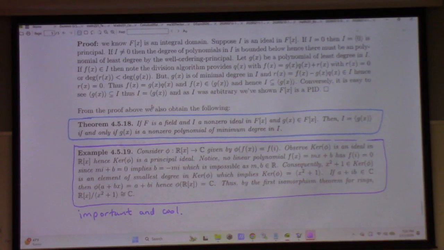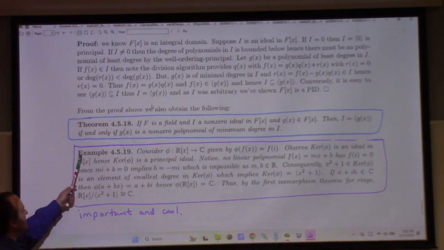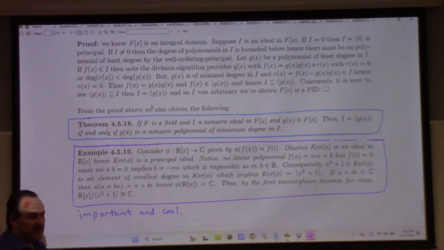Right? So I guess it'd probably be good for us to understand this theorem more deeply. Let's spend some time on that next time.